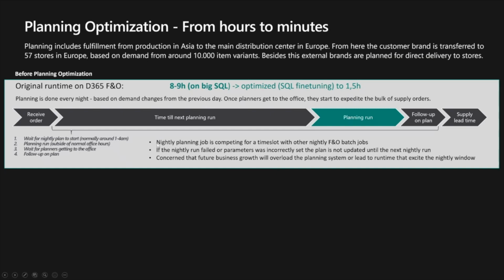So their concern was basically that they couldn't complete it within a time slot for the night because they have a lot of other nightly runs that were competing for the process time. And in case the nightly run failed or they had some parameters set incorrectly, they didn't have a plan for the day and they couldn't run it during office hours because that would make everything else slow, especially in the warehouse. And due to this, they were concerned about future business growth if that could overload the planning system.